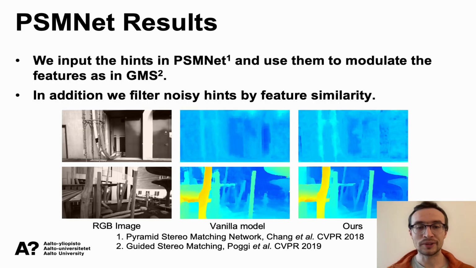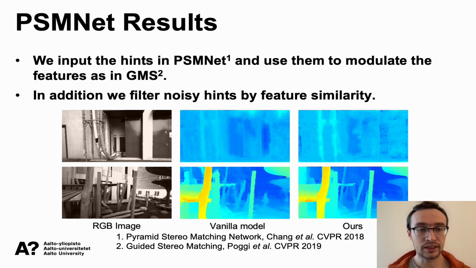In practice, we use our expansion for two different models. The first one is the well-known PSMNet. In this case, we pass the hints in the input, and we also add inside the model the ability to filter some of them, because visual odometry hints can be noisy in some cases, especially after expansion.